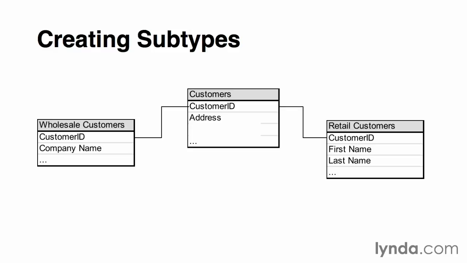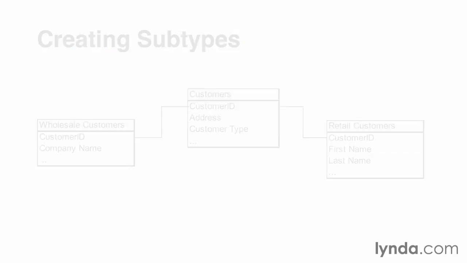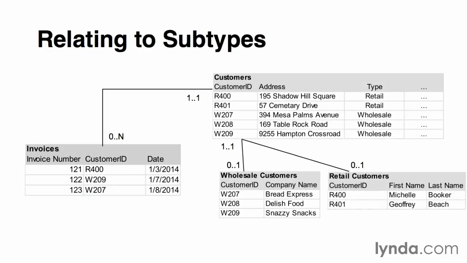Because of this, it's common to place an identifier in the supertype table to indicate where the remaining attributes for that customer live. So in the supertype table, I'll add a new field called customer type that will only store the value of retail or wholesale. And if we take a look at it again with data populated, we can now see that it fixes our problem concerning the connection to the invoices table.